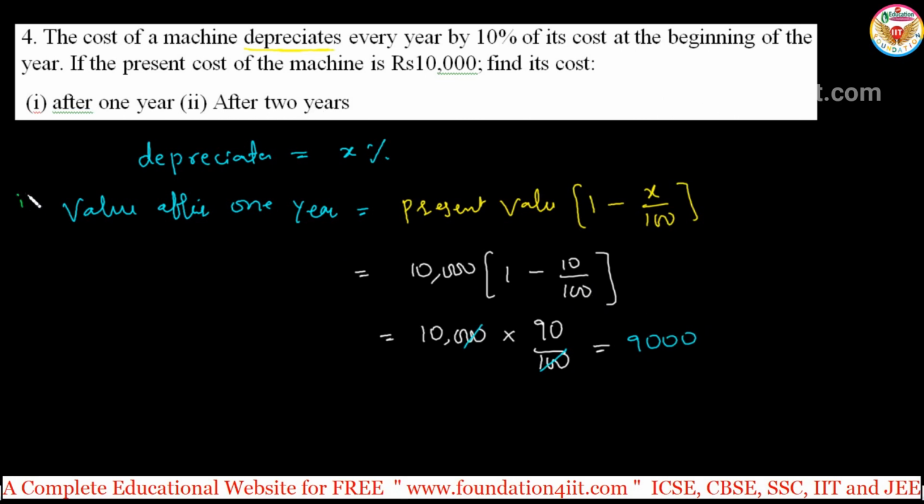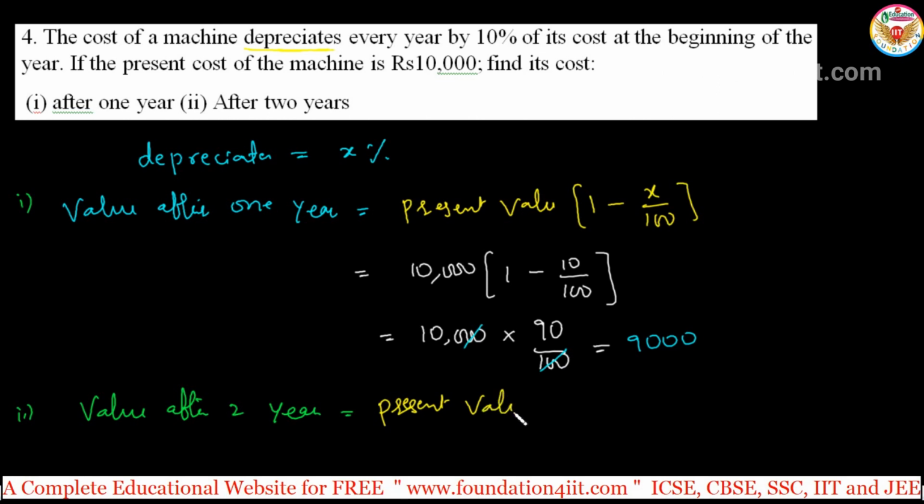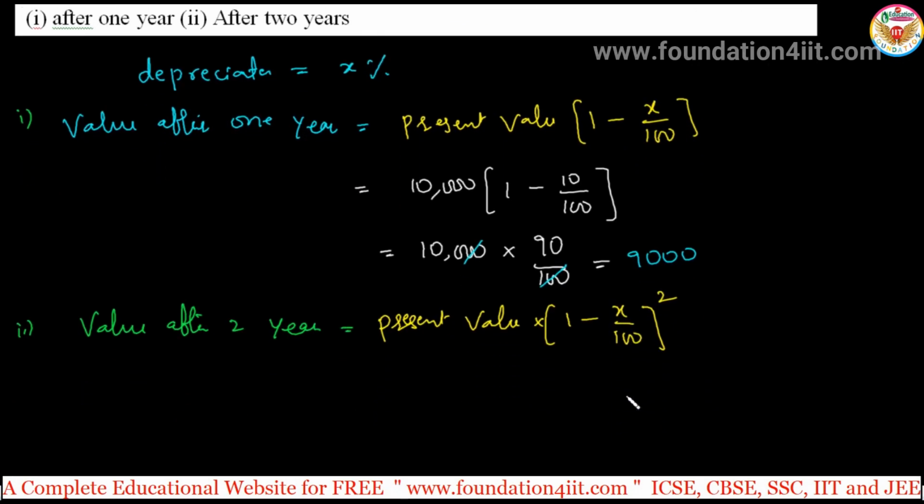Same way for the value after 2 years. If you want to find the value after 2 years, it is the present value into 1 minus X by 100 to the power 2, because 1 minus X by 100 should be taken 2 times: 1 minus X by 100 into 1 minus X by 100. So you apply the power 2 and you'll get the value after 2 years.